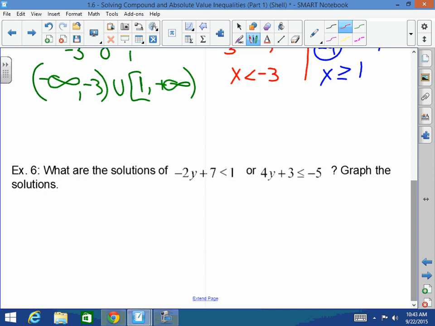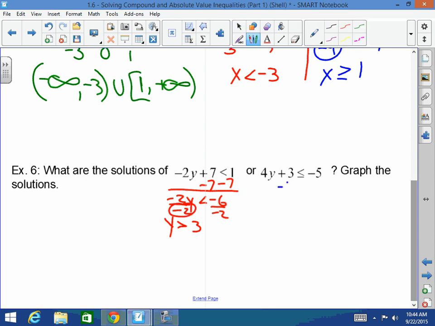All right, I want you to solve these guys right here. So let's solve each individually. Subtract 7 to both sides. Negative 2y is less than negative 6. Divide by negative 2. And y is greater than 3. Please note that I flipped the inequality sign. Why did I flip the inequality sign? Because I multiplied by a negative 2.